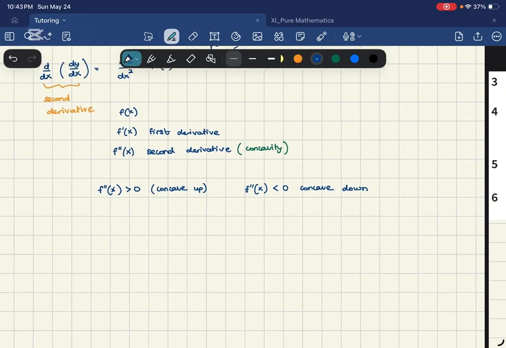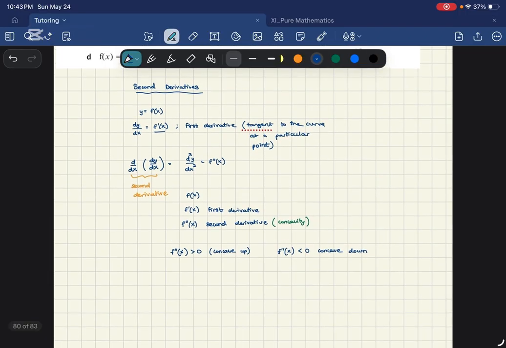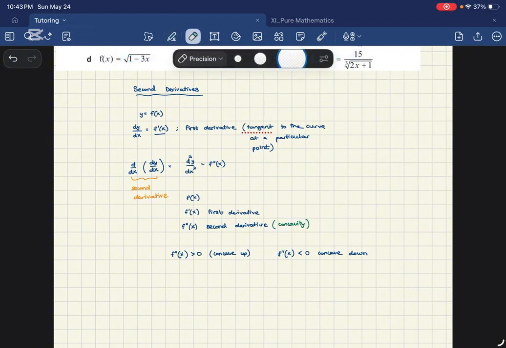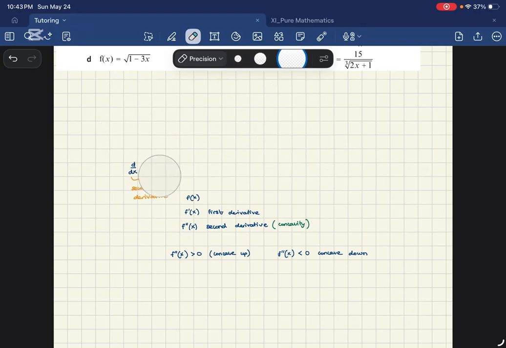All right. But we probably won't need to discuss this, and we will elaborate more on this in probably the next topic. But this is basically what the second derivative is. You take your first derivative and you differentiate it again and you get the second derivative. All right, so now let's move on to the questions.